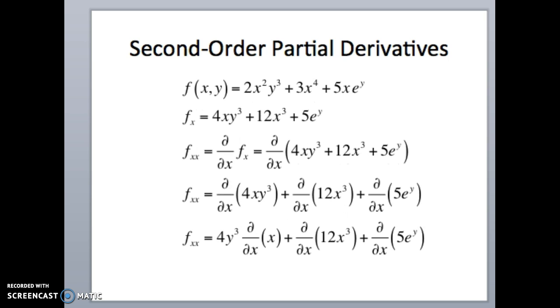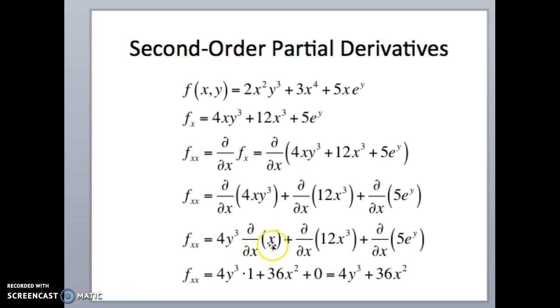So putting all that together, what do we get? We pull the 4y cubed out in front, because that's perceived as a constant. This thing is just a function of x, so I'm going to leave it alone. This thing is just a function of y, so I'm going to leave it alone. But the partial with respect to x of x is 1. The partial with respect to x of 12x cubed is the same as the derivative with respect to x of 12x cubed, which is going to give me 36x squared, plus the partial with respect to x of a function of y. If this is acting like a constant, the partial with respect to x of a constant would just be 0.